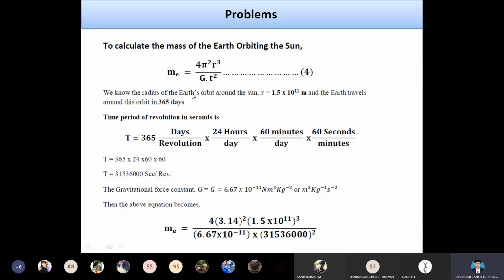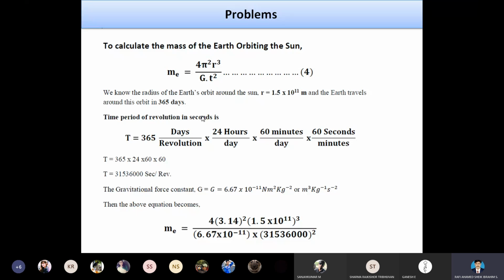The radius of the Earth's orbit around the Sun is R equal to 1.5 into 10 power 11 meter. Earth travels around this orbit in 365 days. So this is the question. They have given the data, and they asked to measure the mass of the Earth.